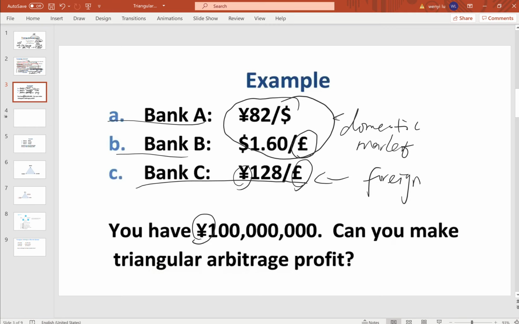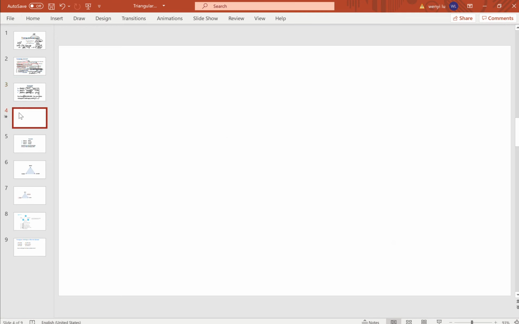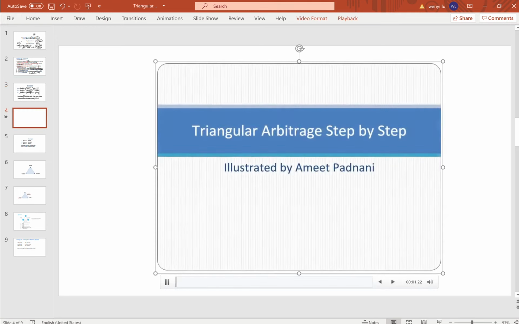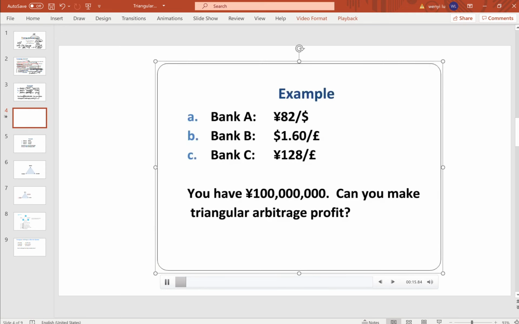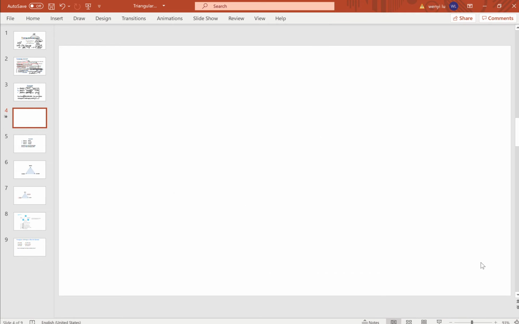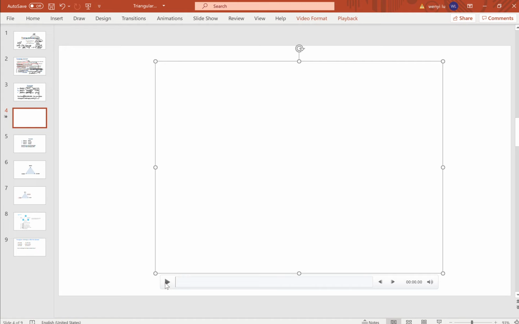Let's take a look at our example. This example will give you a detailed tutorial, step by step, on how to solve the arbitrage profit. Let's take a look. Welcome to Triangular Arbitrage Step by Step. In this tutorial, we'll see how to calculate arbitrage profit given three basic currency quotations without bid and ask. Let's take a look at an example. Okay, so in this video, he will try to illustrate these three quotes in a triangle.